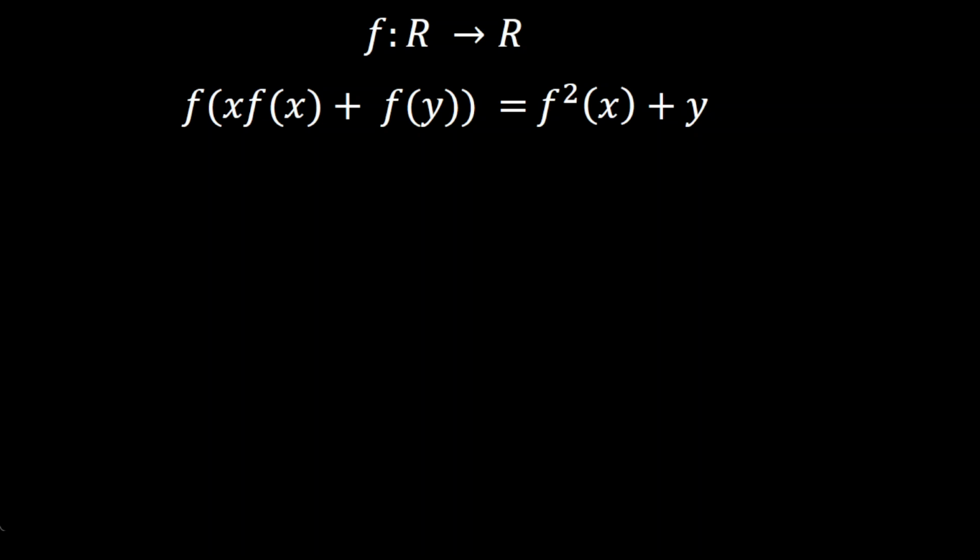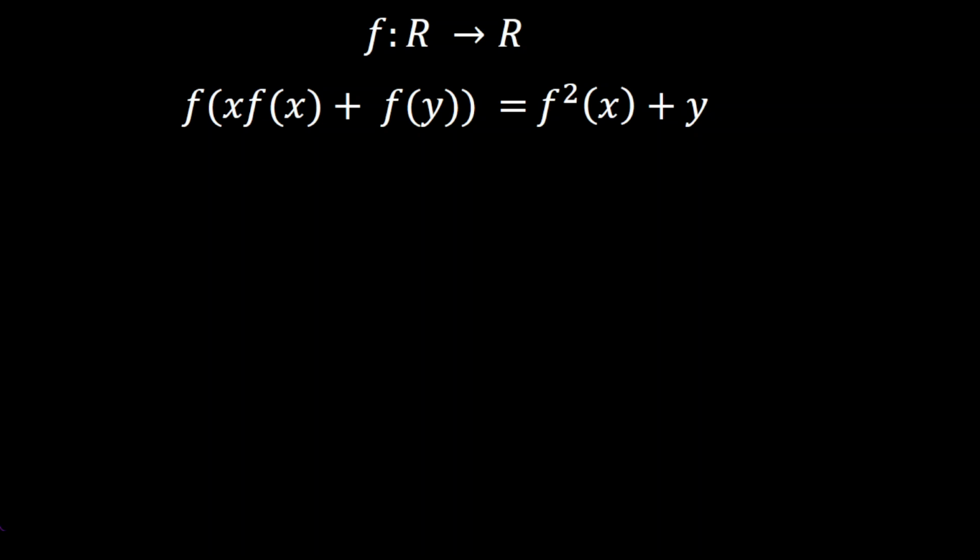I want today to solve a functional equation. It was a very classical functional equation from BMO, the Balkan Mathematical Olympiad, for 2000, which said that f of x times f of x plus f of y is equal to f of x squared plus y. So it's not composition, it's just the square.